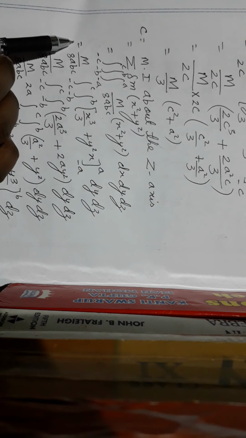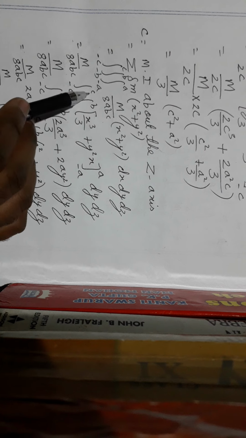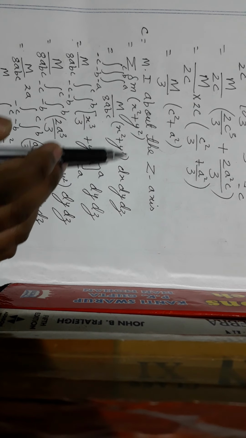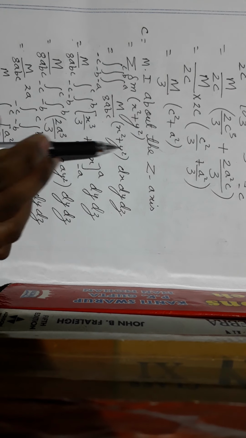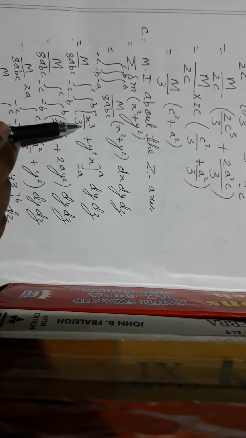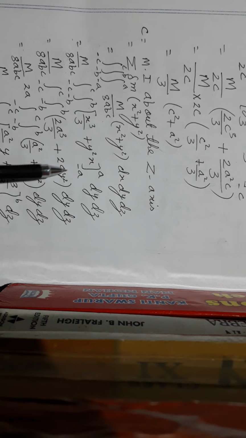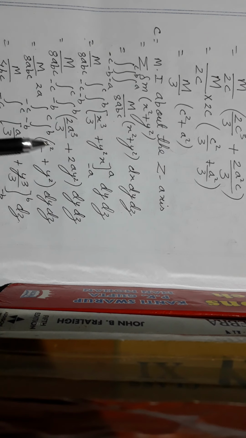It will come out of the integration, so we have m by 8abc, with the limits minus c to c and minus b to b. Then we integrate with respect to x. We get x cubed by 3 plus y squared x, from minus a to a, dy dz. After putting this limit, we get this. From here we can take 2a common. In the same way, you try to integrate this with respect to y.